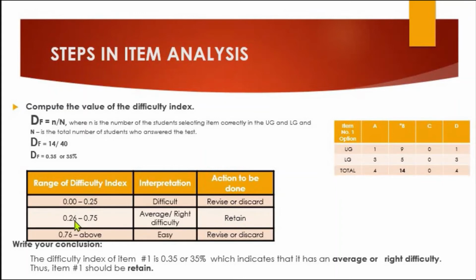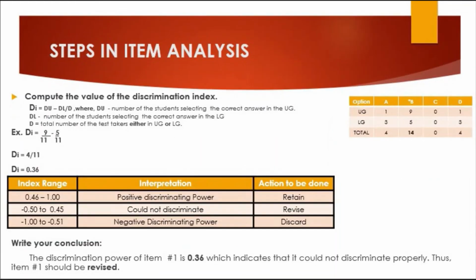So, after mahanap natin yung interpretation ng difficulty index ng item number 1, it's time for us to write our conclusion. So, we can use this template. So, the difficulty index of item number 1 is 0.35 or 35%, which indicates that it has an average or right difficulty. Thus, item number 1 should be retained. Okay? So, sana po naging malinaw yon sa inyo.